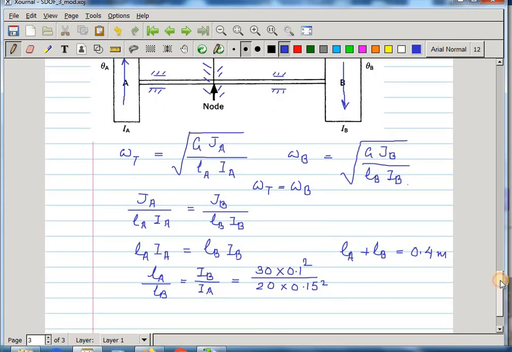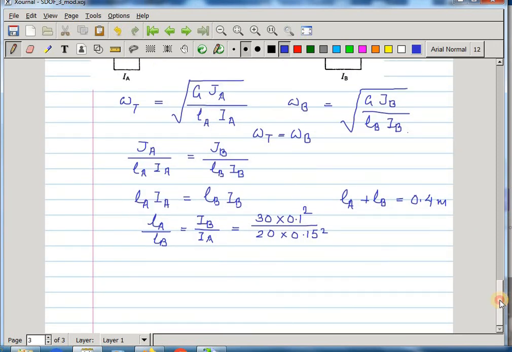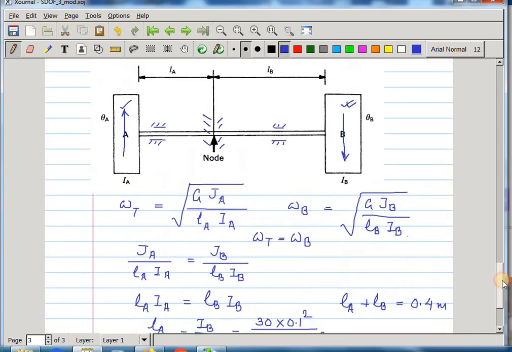So now omega t has to be equal to omega b, because since this is a single shaft, this cannot have at the same time two different frequencies, one at the left end and one at the right end. So these two have to be the same. So from here we get this: La by Lb equal to Ib by Ia, and total La plus Lb is given as 0.4. So from here you find out what are the natural frequencies.